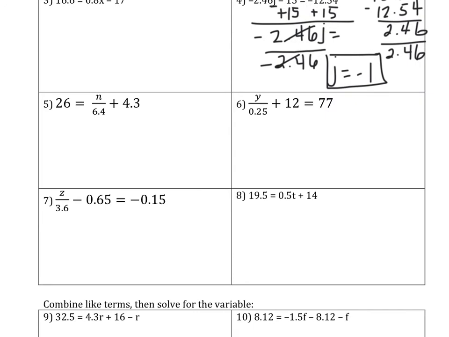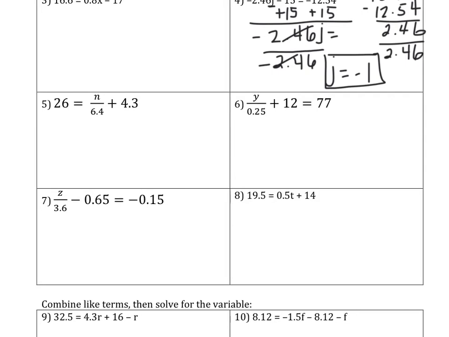Let's take a look at number 5. So again, no matter that this looks a little complicated, you do all the same steps. And when you start to unfold it or start to do the steps, it will start to simplify it and it won't feel so scary to do. So again, we're looking at our variable, which is n, and anything added or subtracted we get rid of first. So we are going to subtract 4.3 on both sides.